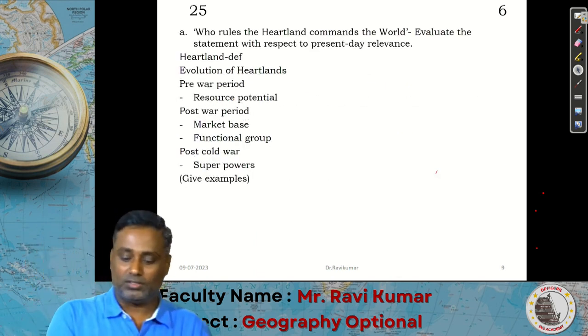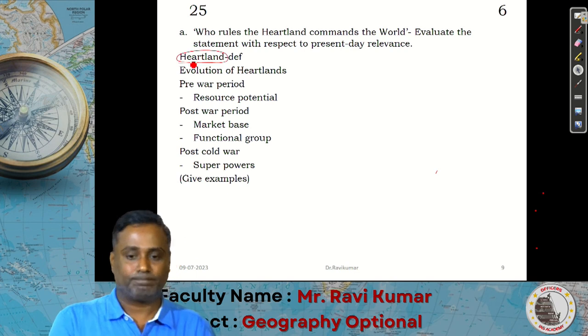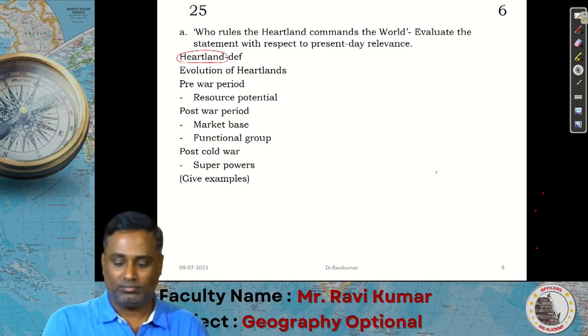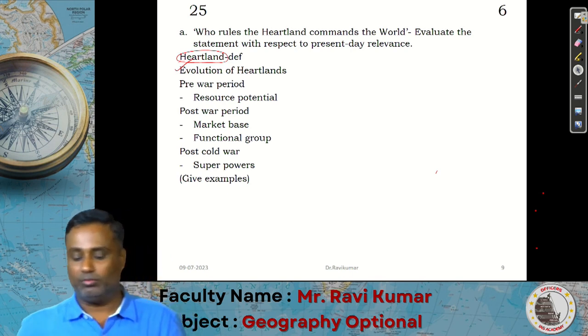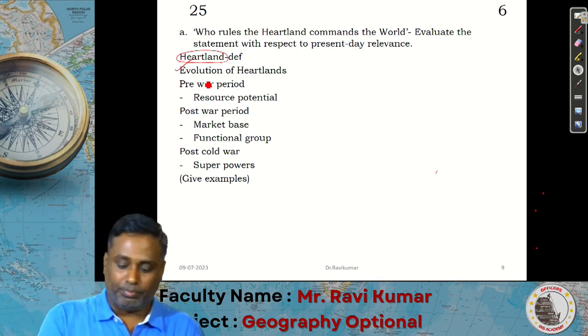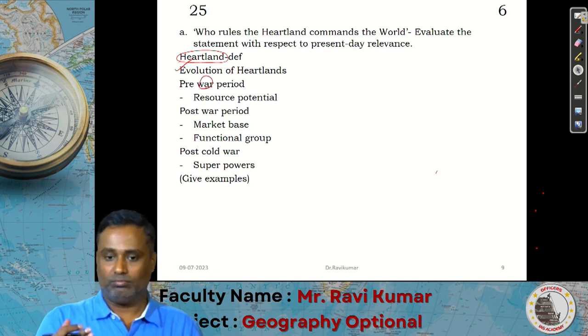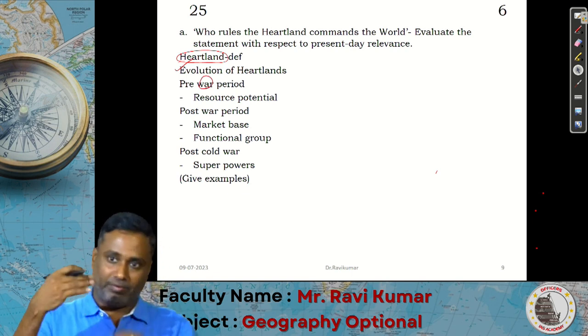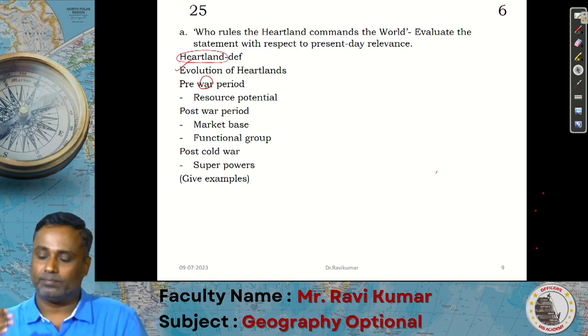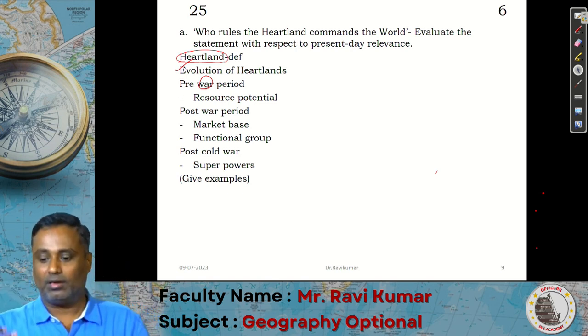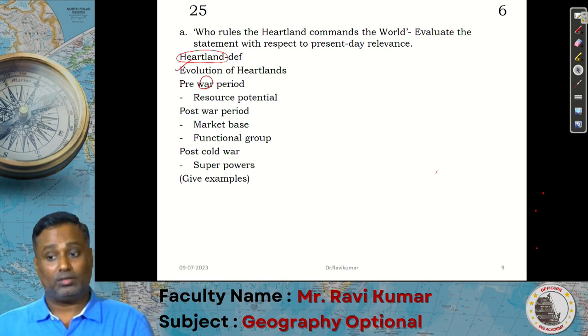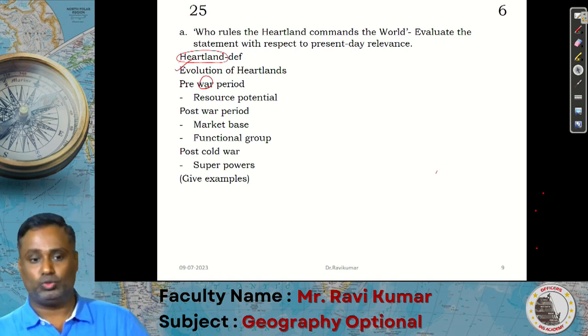Now you have to start with what is heartland. Start with the definition and how the heartland evolved. Evolution of heartland, how it will be. So we can go with the pre-war period. The wars we are talking about are the world wars. Before World War I, then between World War I and II, which is considered the interwar period, then post World War, then post Cold War. That is the kind of sequence you should know.